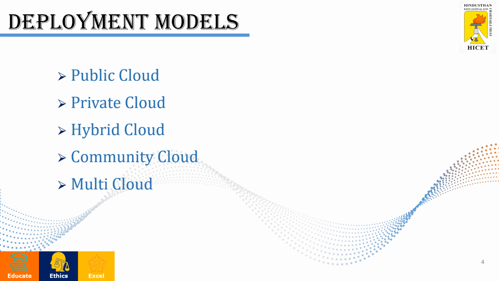These are the deployment models involved in cloud computing. There are 5 models. First one, public cloud. Second one, private cloud. Third one, hybrid cloud. Fourth one, community cloud. Fifth one, multi-cloud. Now we will see them one by one.